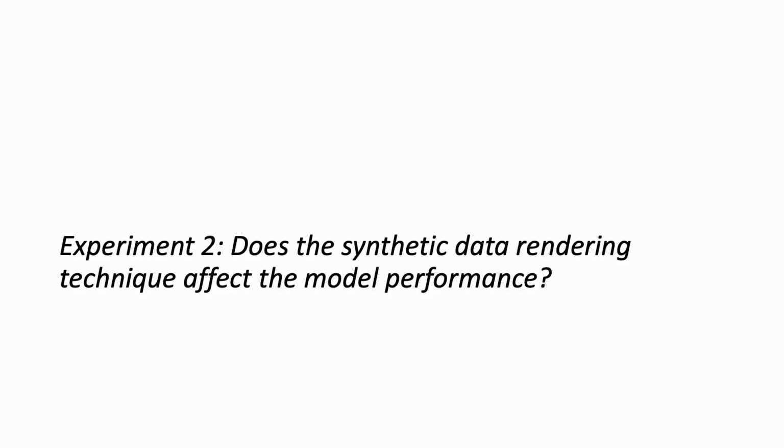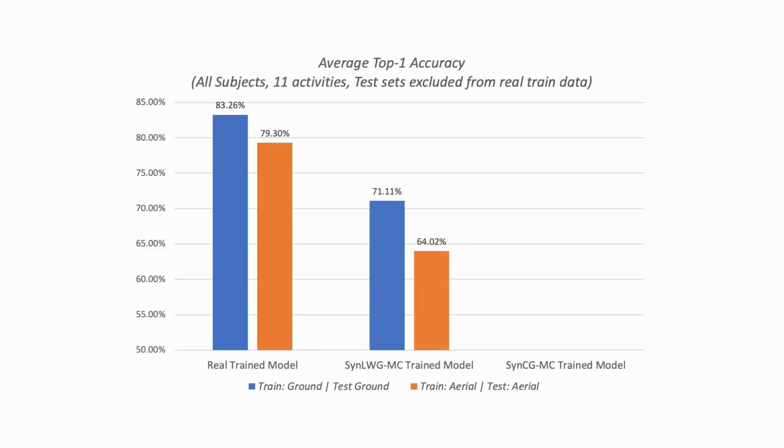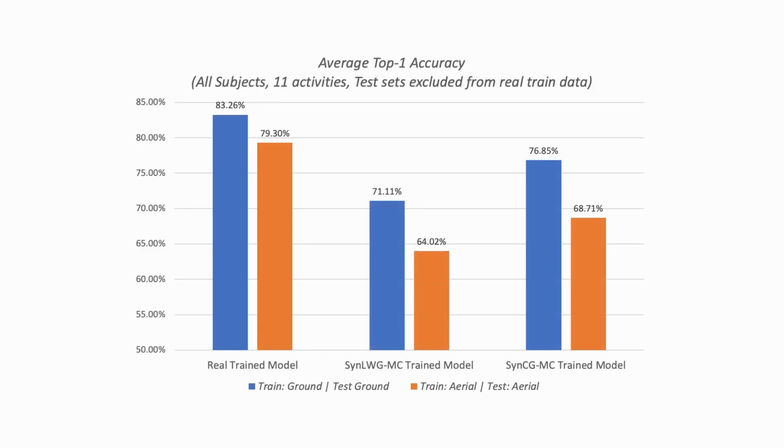better classified. The second research question was, does the synthetic data rendering technique affect the model performance? To answer this question, we trained the slow-fast with real, synthetic CG-MC and synthetic LWG-MC and evaluated it with the same test sets extracted from the real data. The models trained on the 2 synthetic datasets had lower performance than that of the model trained on the real dataset. When we compared the 2 synthetic datasets, the performance of the model trained on synthetic CG-MC exceeded that of the model trained on synthetic LWG-MC.